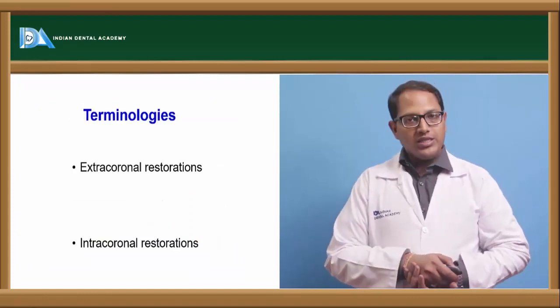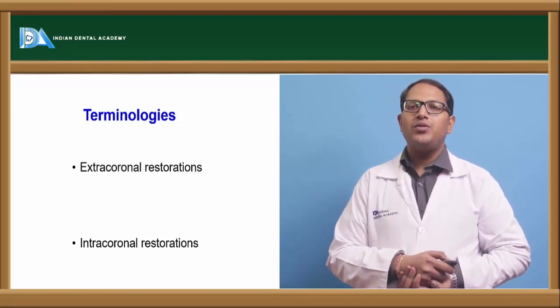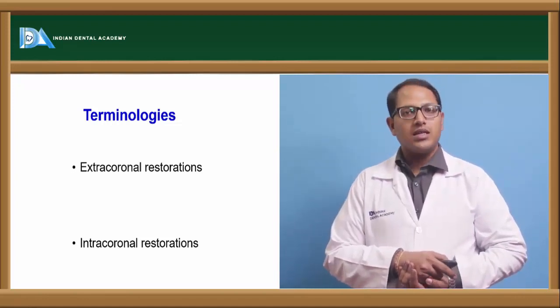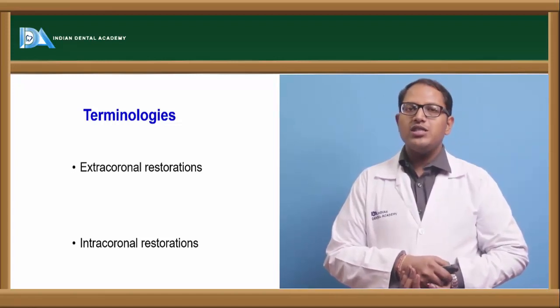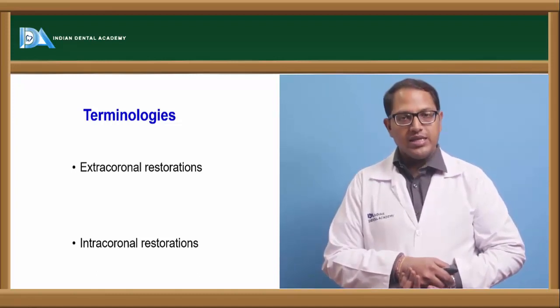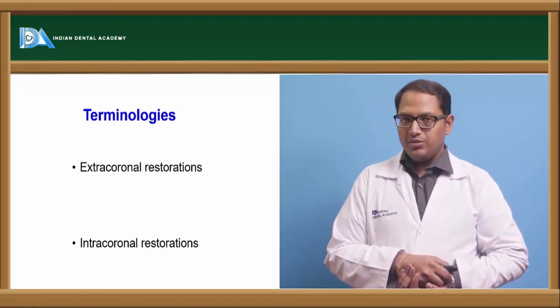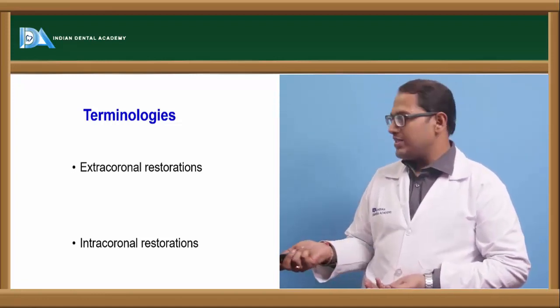Now the terminologies that we will come across are extracoronal restoration and intracoronal restoration. Extracoronal: coronal means the crown part. So anything outside the crown will be called extracoronal restoration, like crowns and bridges. Intracoronal restoration is anything that comes inside the crown, like precision attachments; those will be called intracoronal restorations.